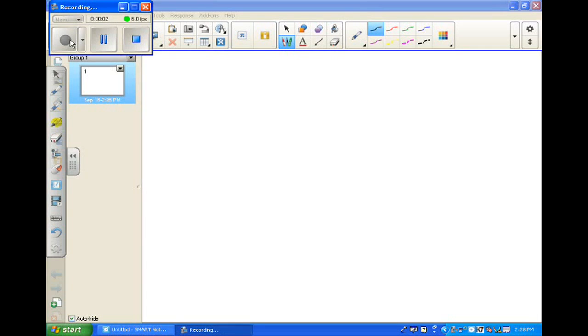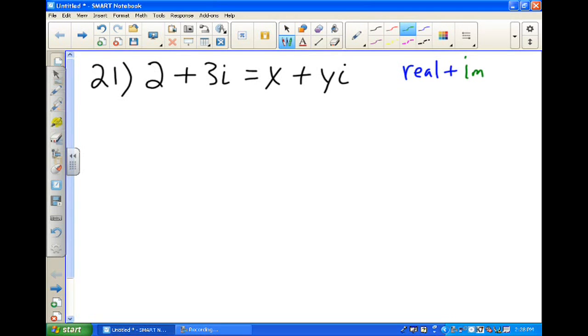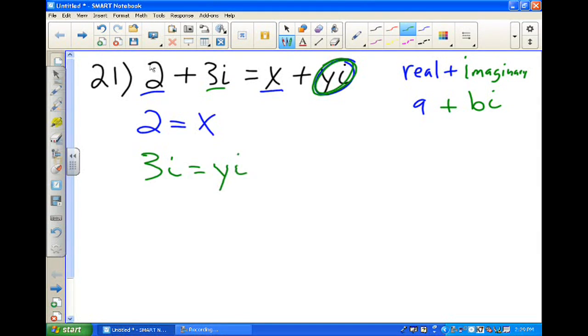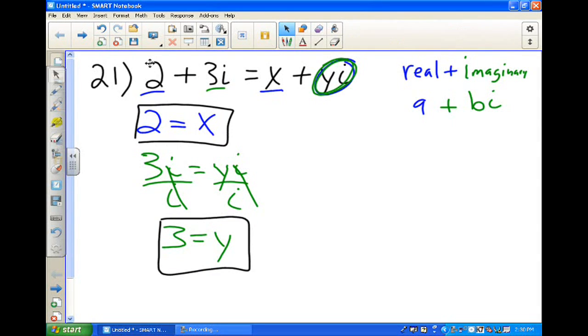Okay, today we're going to do some more operations with complex numbers. We're given an equation, 2 plus 3i equals x plus yi. Remember that for complex numbers there are real and imaginary components, and the standard form is a plus bi, where a is the real number and bi represents the imaginary number. So this is pretty easy. We're just going to find the corresponding parts, real with real, imaginary with imaginary, and we get x equals 2, y equals 3. And that's pretty much it.